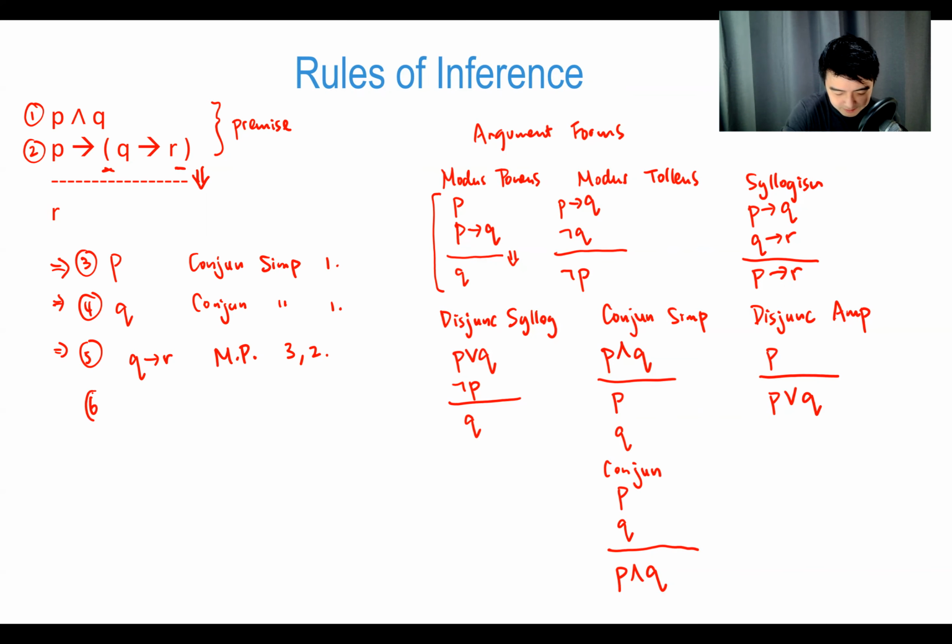Okay, number 6, how can I reason from the rest that I have? Well, I have number 4, which says Q is true, and then I have 5, which says Q implies R is true. So now I have Q implies R, I have Q, therefore I must have R. And this is going to be modus ponens of number 4 and number 5.